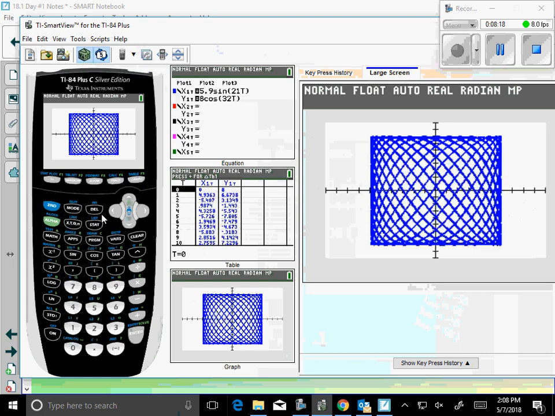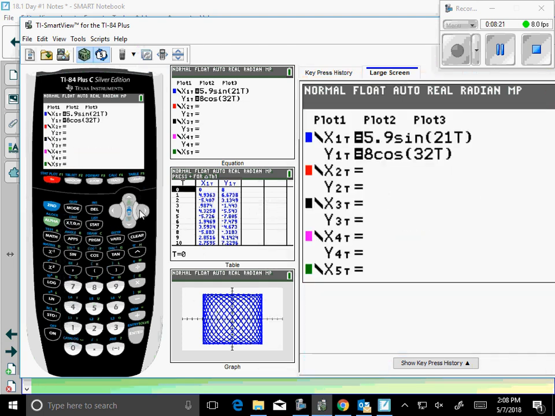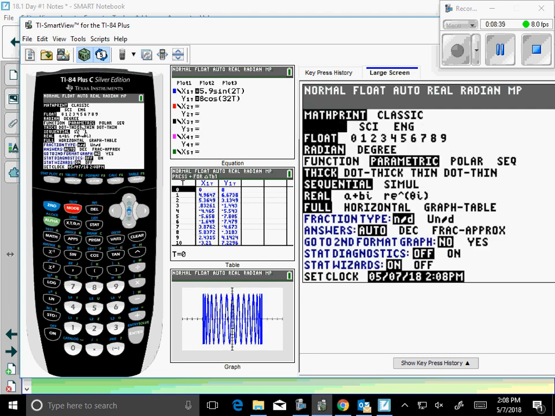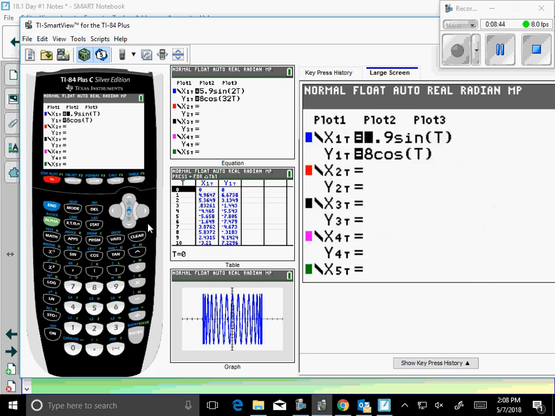Okay, take your calculator. Whoa, I'm showing you too much. Delete. And delete. And hello, Jenny. Delete that too. Delete that. I'd like you to go to mode. Make sure you're in parametric and radian. Okay, type this. 5.9 sine t in x, and 8 cosine t. Now, if you think about it, sine is going to oscillate up and down, right?